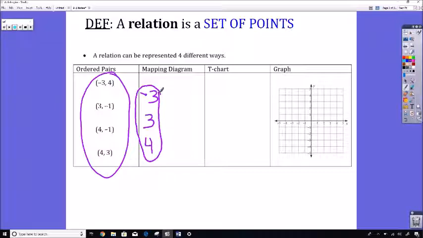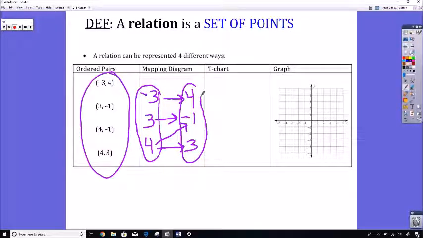Now the negative 3 maps to a 4. So we're going to draw a little arrow there. The 3 maps to a negative 1. Draw another little arrow there. Now 4 also maps to negative 1, so we can just draw the arrow up there to that negative 1. But 4 also maps to 3, so we are going to show that. And again, we can make this a little set there. Okay, so that is a mapping diagram just showing how the x's refer to the y's.